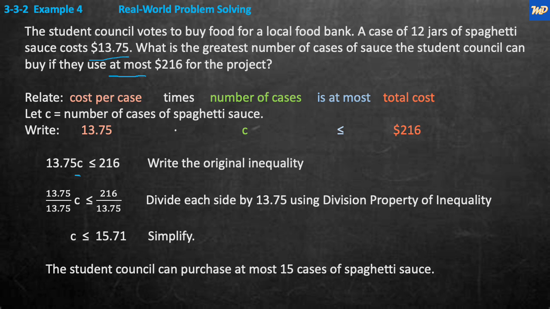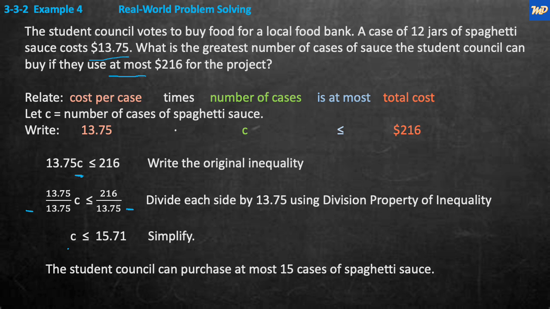So in order to unwind the multiplication on the value C, the number of cases, we're going to divide each side by 13.75. There's no adding or subtracting, no negative numbers for sure, so we don't switch the symbol. We're just going to divide both sides. And when we do that, we get that C is less than or equal to 15.71.